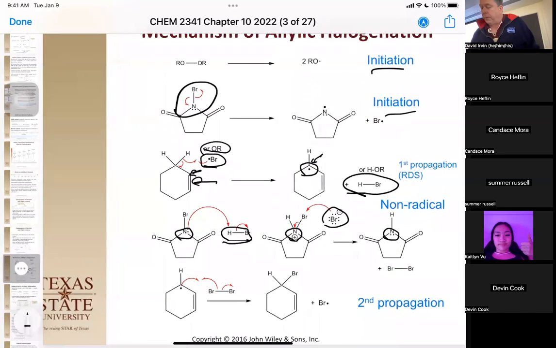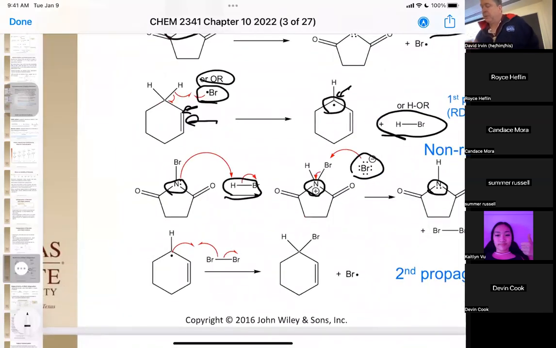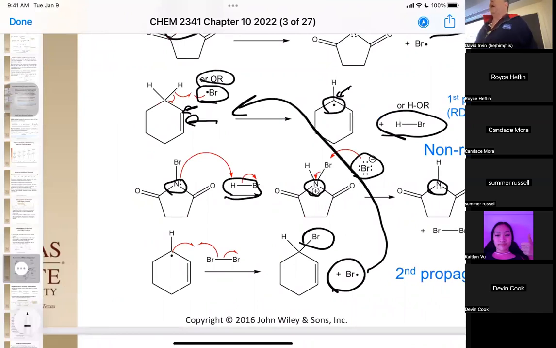Our allylic radical is going to react with our bromine to generate a bromine radical, with the bromine at the allylic position, one off of the double bond. That's a propagation step. We can then use this to generate some more allylic radical. Again, we produce a little bit of HBr, which gets turned into bromine by this reaction here, and it keeps going and going.